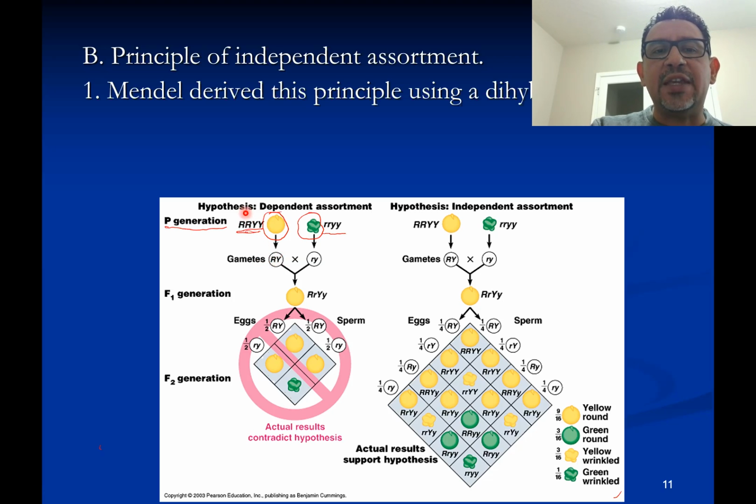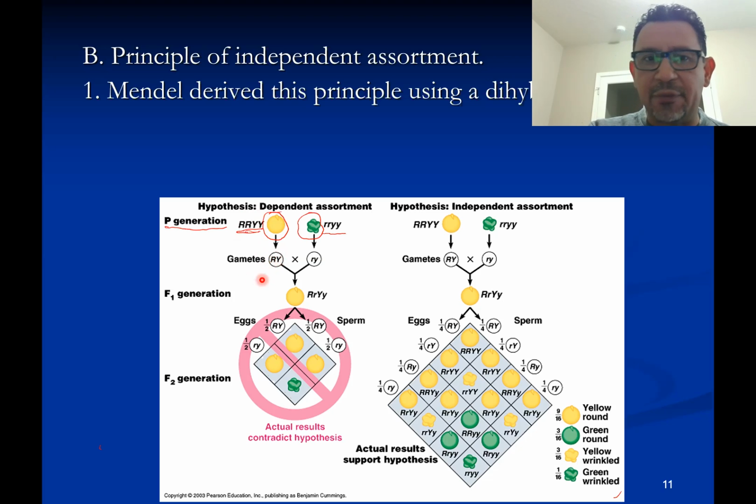So as these two capital R's get separated, one goes into one gamete, the other one goes into the other gamete. The Y's get separated too, but in the end, capital R's only go with these capital Y's for this parent that is homozygous dominant. So there's only one type of gamete. There's no other combination of capital R's or capital Y's we can see in the formation of the gametes.